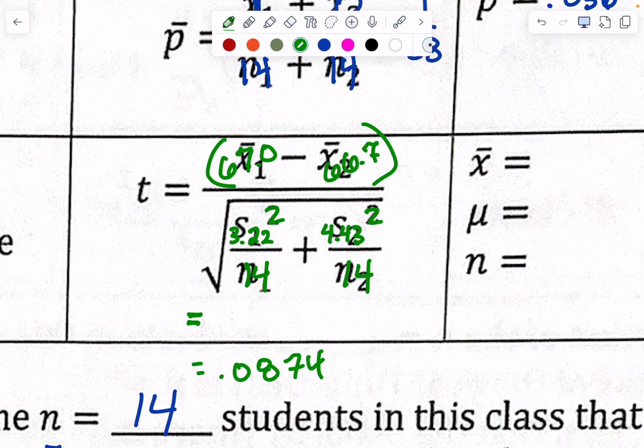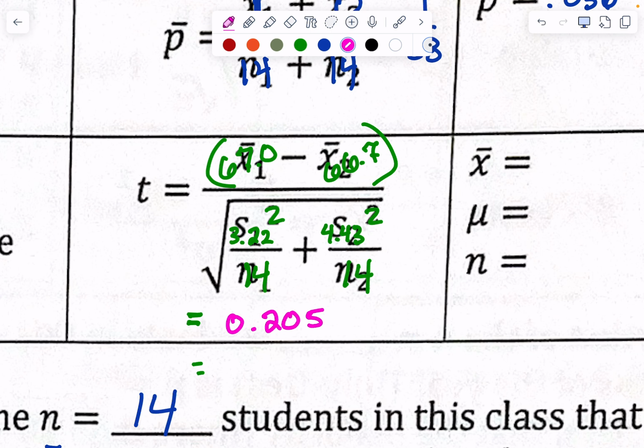Okay. Yes, that is true. 3.22 squared over 14 plus 4.43 squared over 14. What's the matter with that? I got 0.204. Yeah, that's what I got. Why not just add them and then divide them both? 0.205. Yeah, 0.205. Add them and then divide by 14.